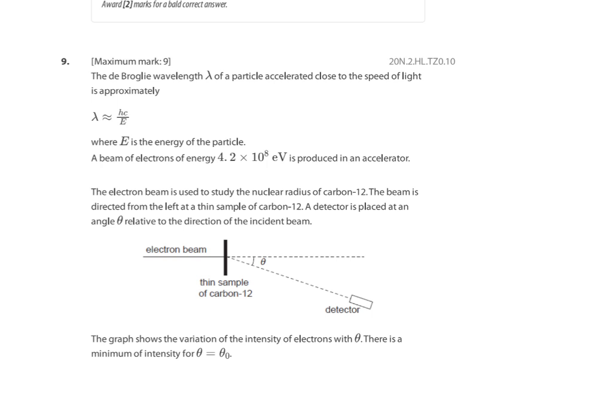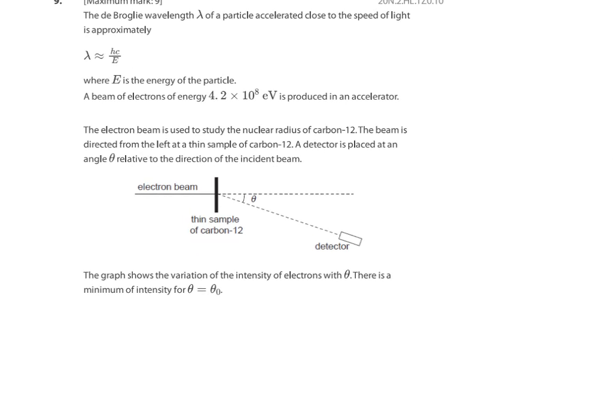Great. A beam of electrons of energy 4.2 times 10 to the 8 eV is produced in the accelerator. Beam of electrons. So now we know the energy, we could figure out the wavelength. The electron beam studies the nuclear radius of carbon-12. It's directed from the left at carbon-12. A detector is placed at an angle theta relative to the direction of the beam. The graph shows the variation of the intensity with theta, there's a minimum for theta equals theta naught.